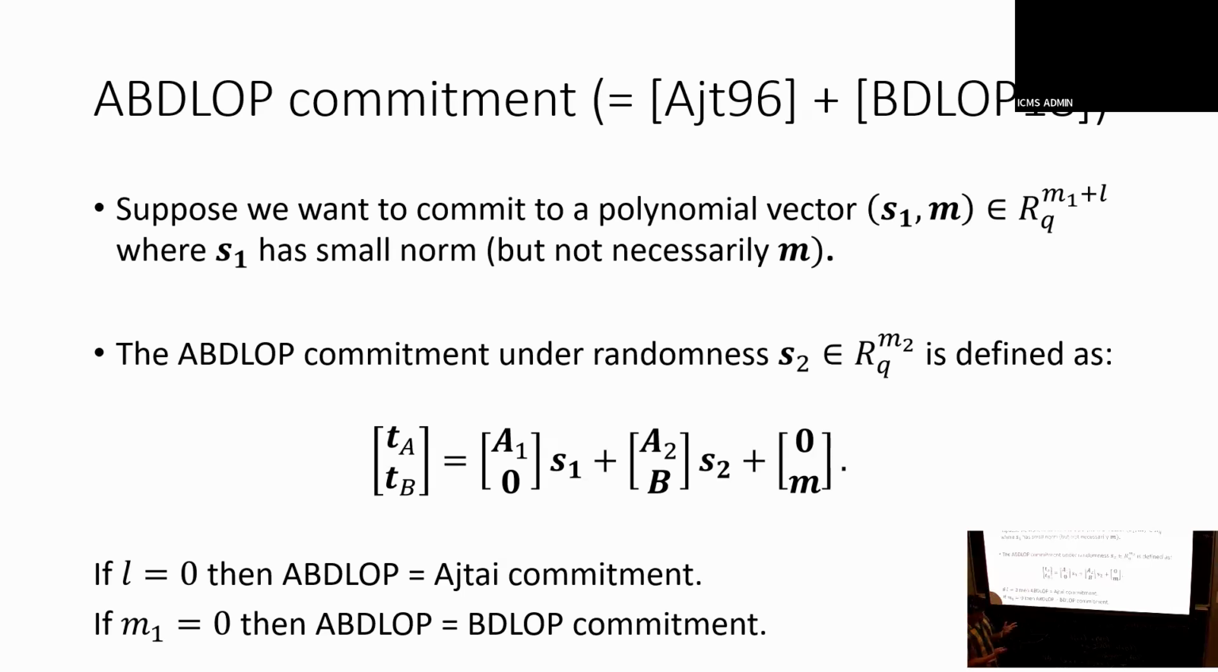What about binding, for example? If you just ignore TB, I have TA with A1, S1, A2, S2. We know that in that part it must be binding, because it's just Ajtai. Then if I have two openings with the same randomness, as I said before, the message is determined directly from the commitment and the randomness. So that's basically the binding property. And for hiding, you pick randomness long enough so that this term is pseudo-random.